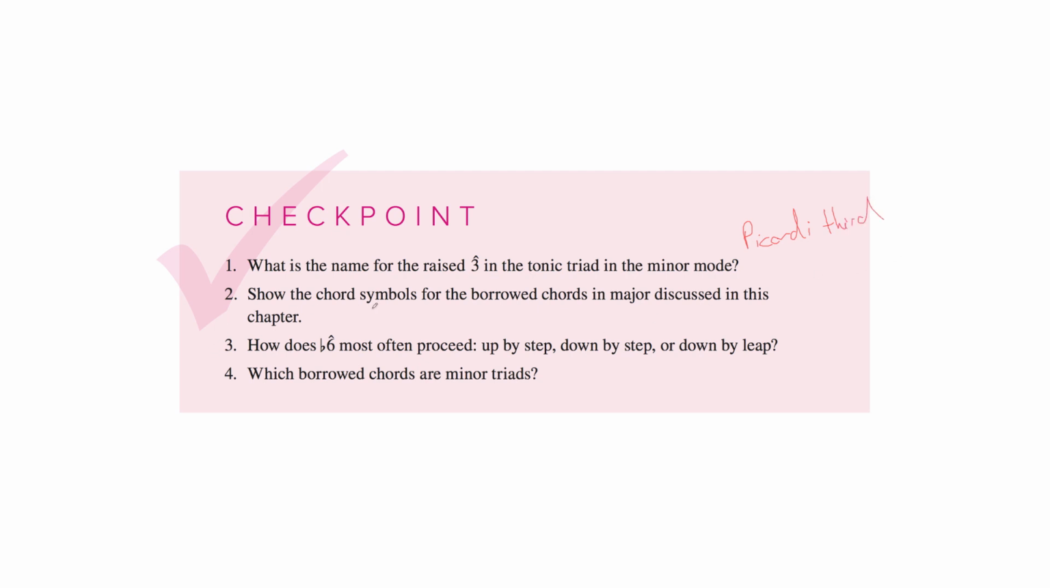Show the chord symbols for the borrowed chords in major discussed in this chapter. In major, there are many actually. For example, flat 6, flat 3, 2 half diminished 7th, 2 diminished, and most importantly 7, 7, and there are also 4, a couple of more.